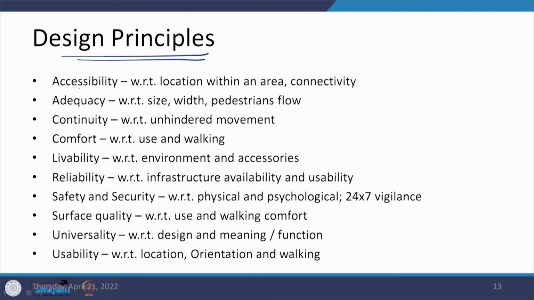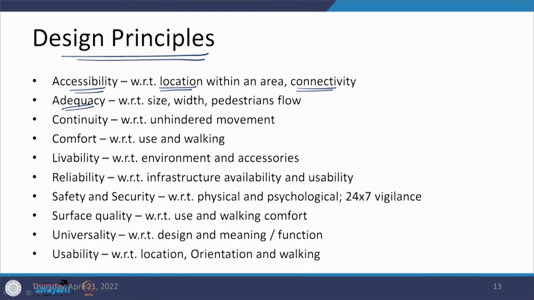The very first thing is accessibility, with respect to the location where the facility is being provided, and whether it is approachable enough or not, and whether it is providing a good amount of connectivity or not is another thing which we need to look at, not only as a part of accessibility, but maybe as another factor also. Adequacy is in terms of the size and the width of a facility, which is going to be dependent on the pedestrian flow, and this pedestrian flow we are going to get on the basis of the surveys being conducted at any of the locations.